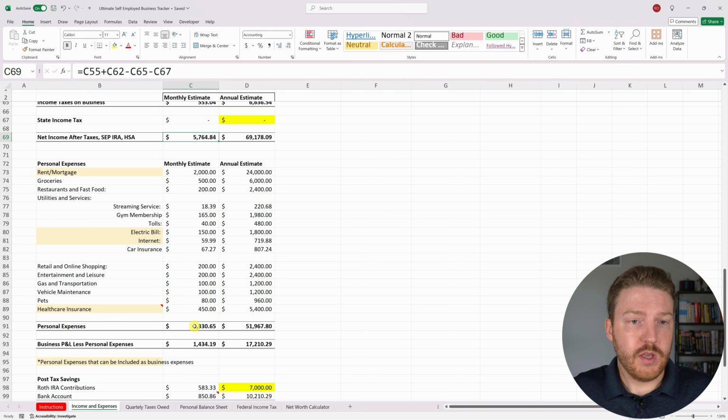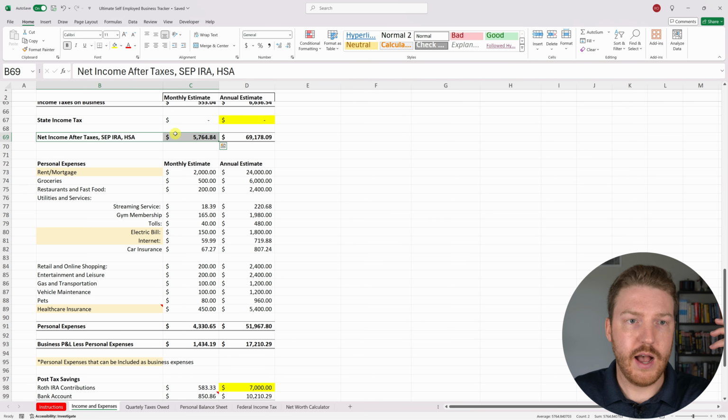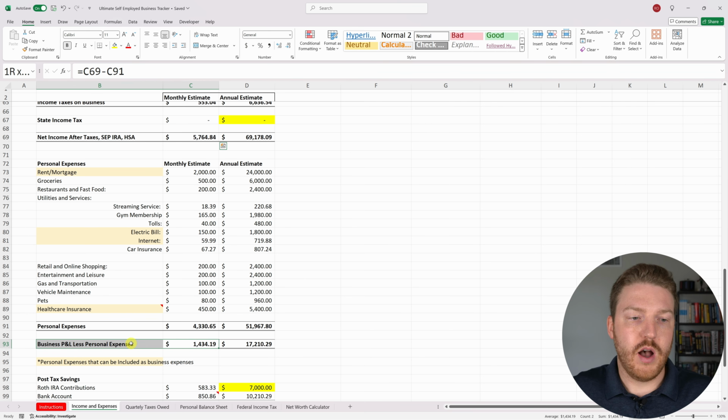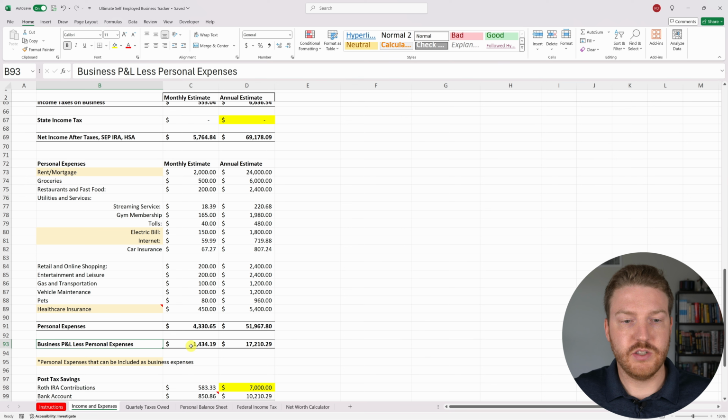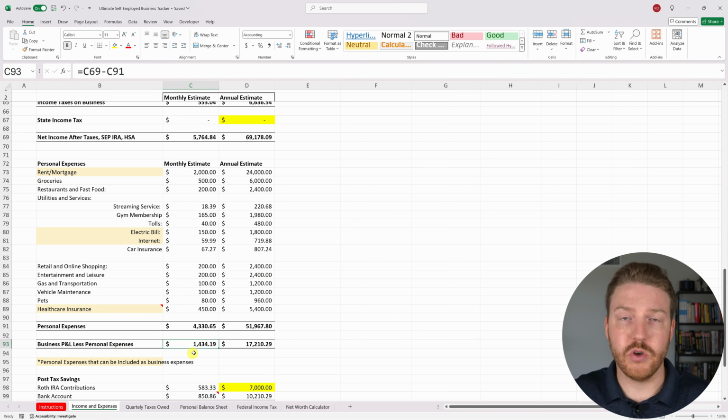And so if your personal expenses are lower than the net income after taxes and self-employed IRA, HSA, all that stuff, you're going to see a positive value in your business profit and loss less your personal expenses. And if you see a positive value here, this could be a good indication that your business or your forecasted business might be enough to cover everything that you really need. Or if you're already in business, just figuring out, hey, how much do I basically make after I pay everything each month, including all my bills?